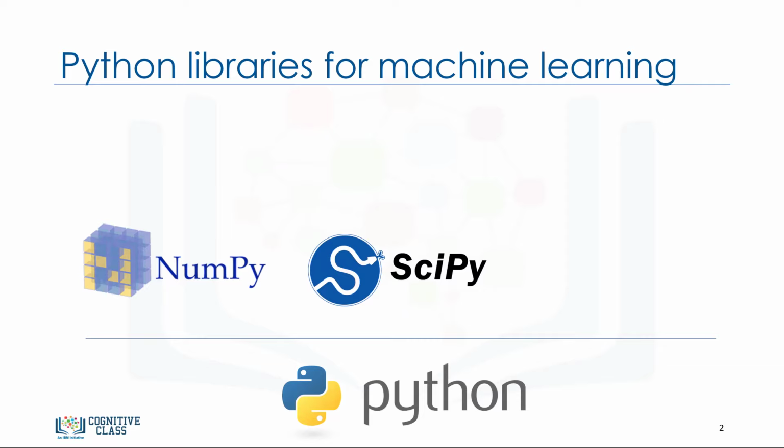SciPy is a collection of numerical algorithms and domain-specific toolboxes, including signal processing, optimization, statistics, and much more. SciPy is a good library for scientific and high-performance computation. Matplotlib is a very popular plotting package that provides 2D plotting as well as 3D plotting.